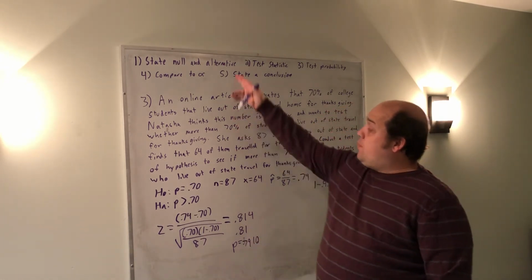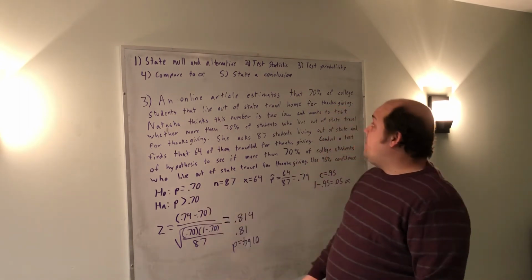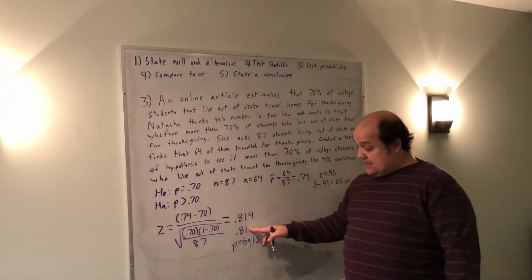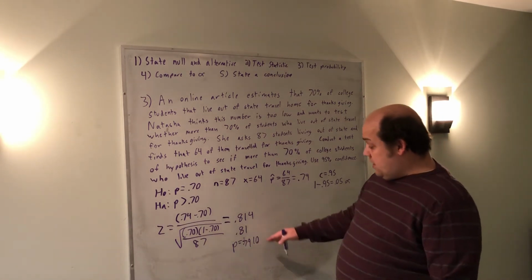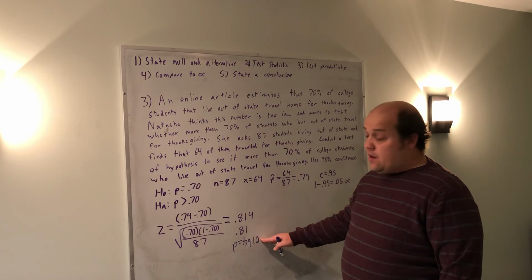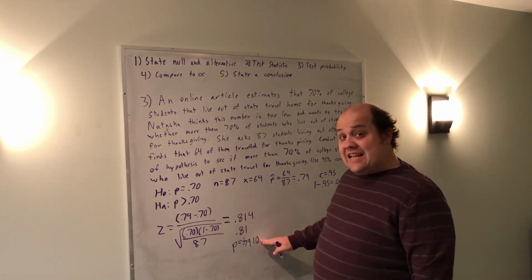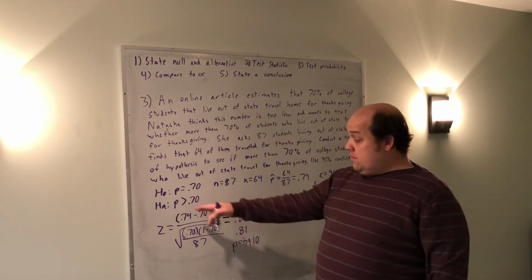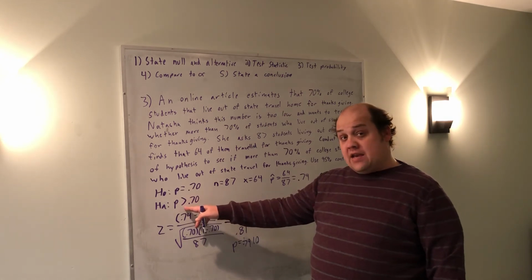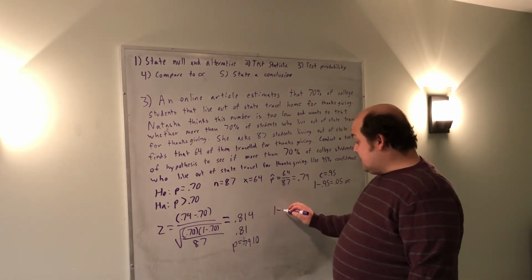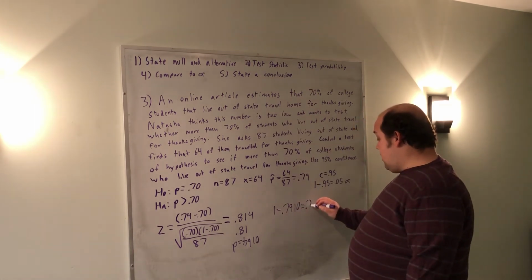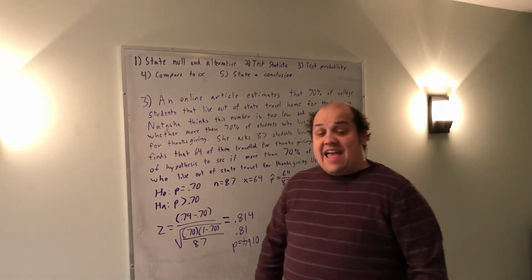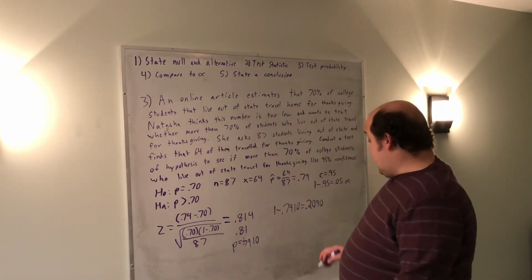I've already done step 1, state my null alternative. I've done step 2, I calculated my test statistic as z equals 0.81. So I'm on step 3, finding the test probability. This 0.7910 is the table value. If it had been a less than test, it would be the test probability. Because my alternative says greater than, it means I need to take 1 minus this table value, 0.7910. That's going to give me 0.2090.